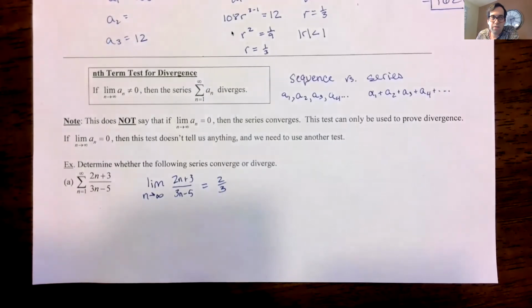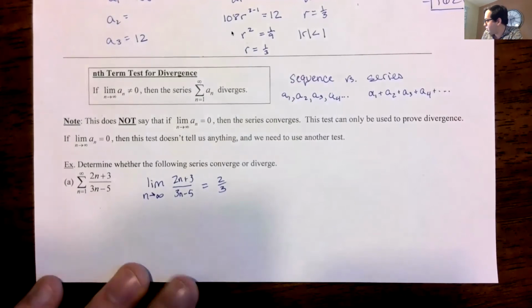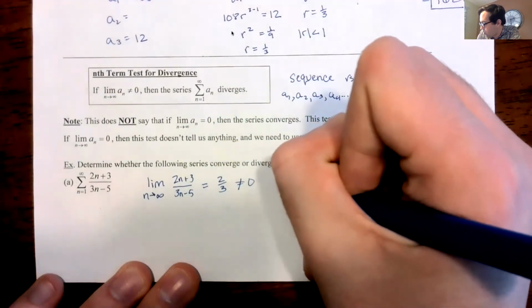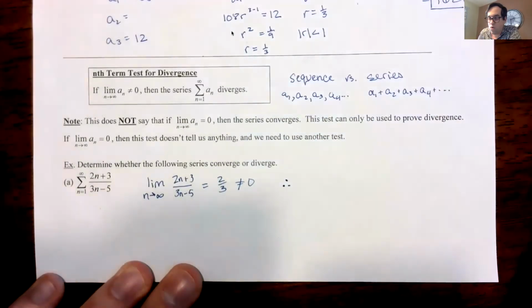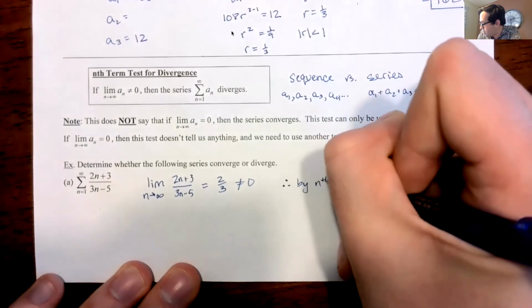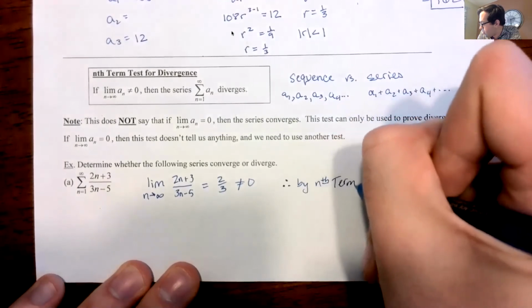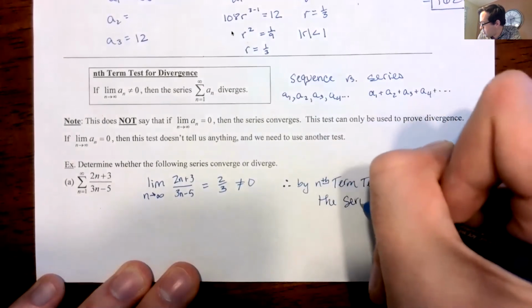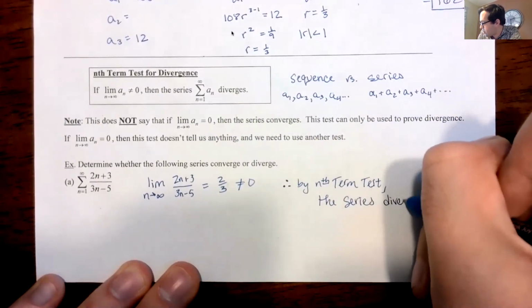And think about what happens if you keep adding 2/3 to something over and over and over again. Your number is going to keep growing forever, right? It doesn't slow down growing if you keep adding 2/3. So that does not equal 0. So therefore, and what we're typically going to be saying in this whole unit is we have to say by whatever test we're using, in this case, by the nth term test, the series diverges.